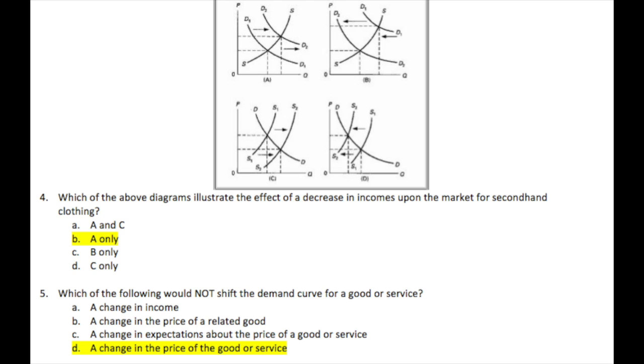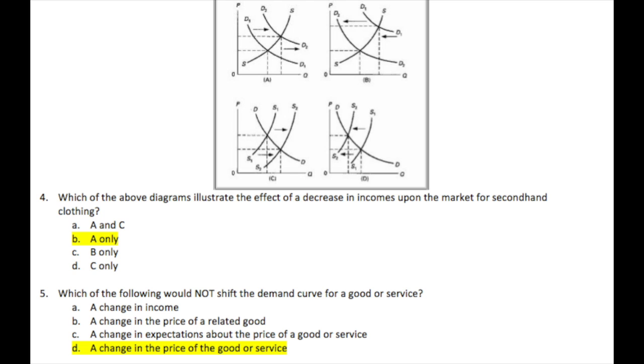Now, if you look at the chart above number 4, you see that in A, demand is going to the right, which means an increase in demand. And B, demand is going to the left, which means a decrease in demand. And C, supply is going to the right, which is an increase in supply. And in D, supply is going to the left, which is a decrease in supply.